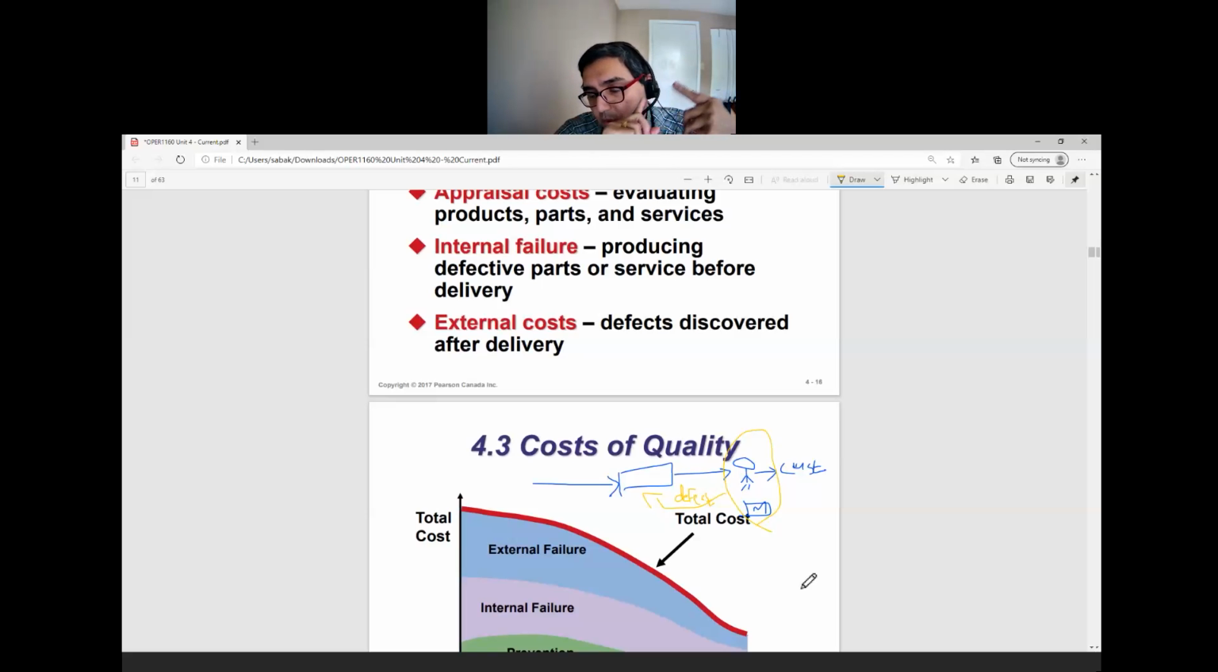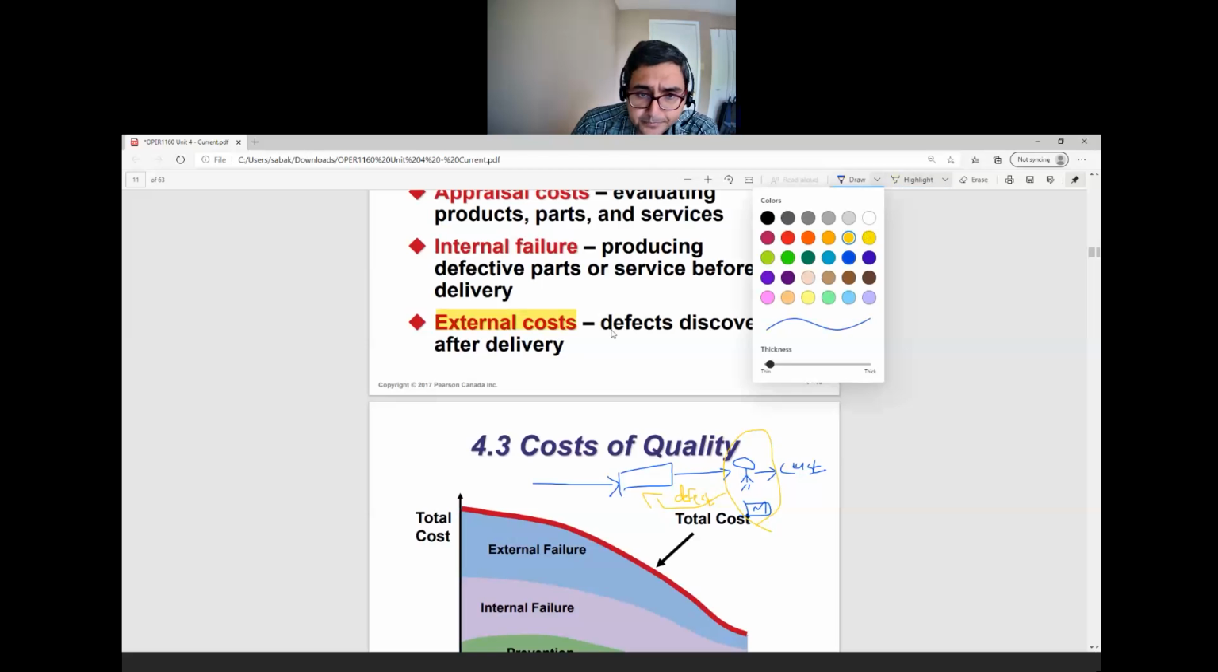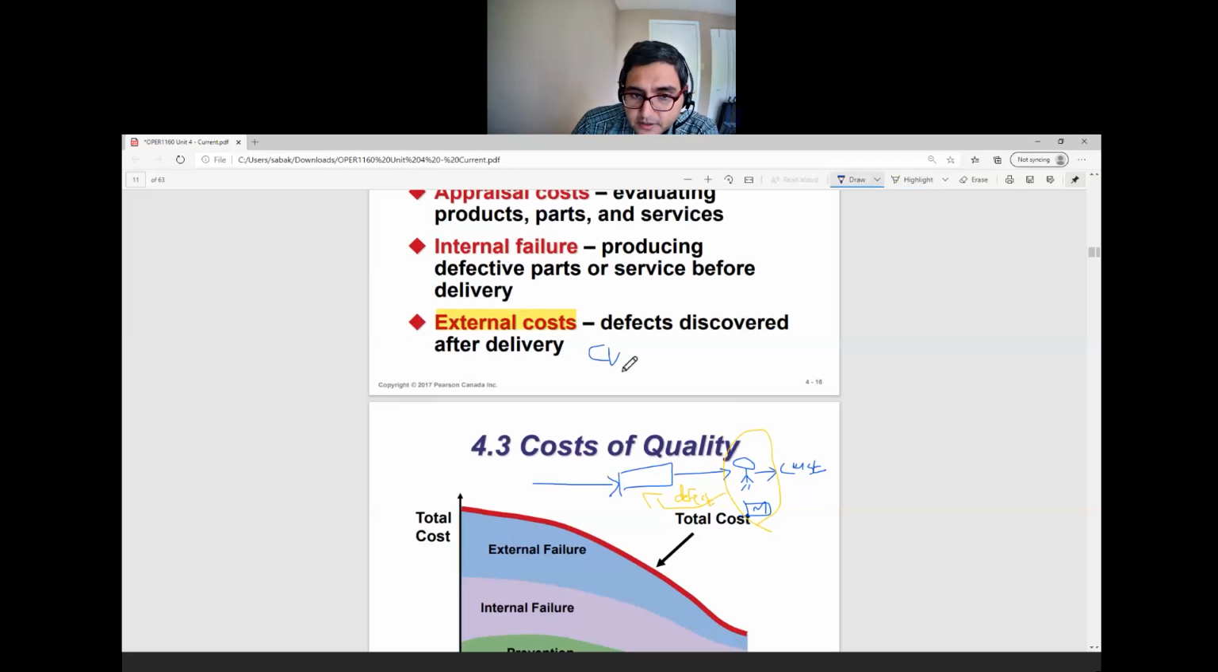Even though we introduce our quality manager and quality machineries, and try to stop all the defects, there is a certain percentage which will definitely reach the customer, which can lead to customer complaints. So the external cost mentioned here refers to the customer complaints. Based on this, there is a certain amount of money which the company has to spend to address the customer complaints.